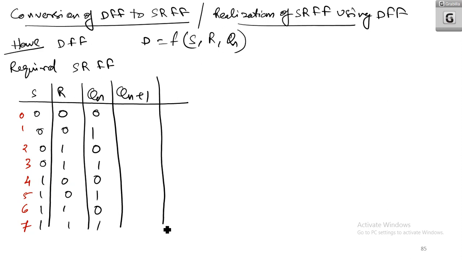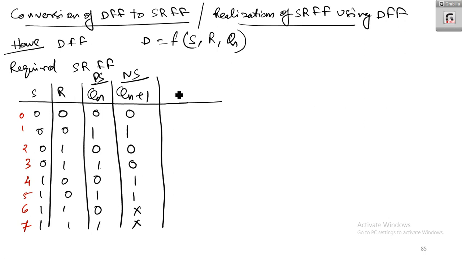Now, what is Qn plus 1? This is the present state Qn, and the next state is Qn plus 1. If S and R are 0, the present state will remain as the next state. Now for S R equal to 0 1, it is reset. That means 0 is reset to 0, and 1 is reset to 0. Now 1 0 means it is set. That means 0 is set to 1, and 1 is also set to 1. If both S and R are equal to 1, we cannot predict to which state it will go. So we can take it as don't care.